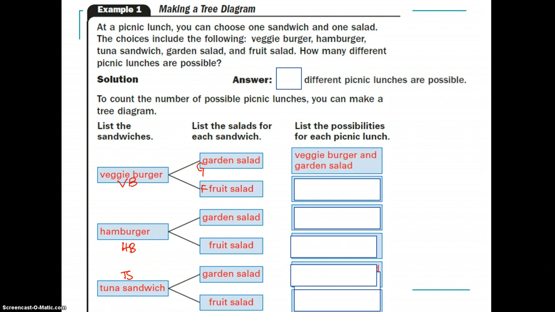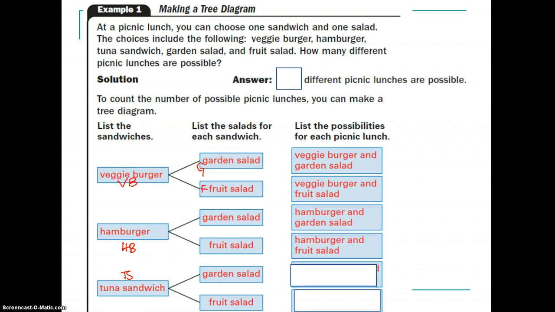That means you can get a veggie burger and garden salad, a veggie burger and fruit salad, a hamburger and garden salad, or a hamburger and fruit salad, or a tuna sandwich and garden salad, or a tuna sandwich and fruit salad. Again, you don't need to actually do this part necessarily.